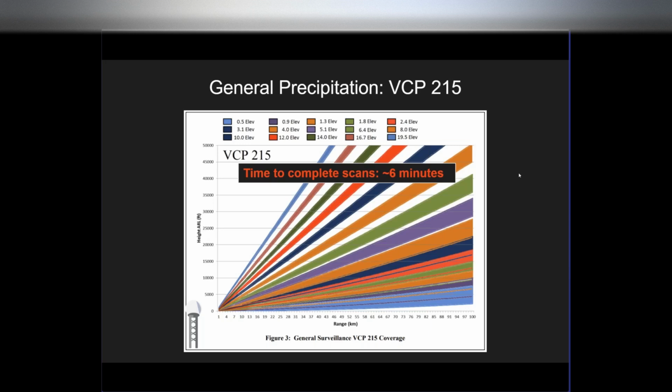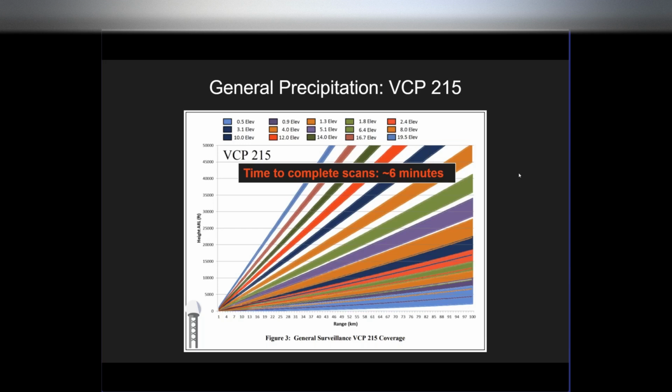The reason why is because the dish is spinning at a much faster rate. So we're trying to get as much information as we can. However, that also gives us a little less resolution. So there's always trade-offs to this. The VCP 35 is a longer duration scanning strategy. The dish is moving at a slower speed. It is sending out a longer wave pulse. It's listening for a lot longer for high resolution.